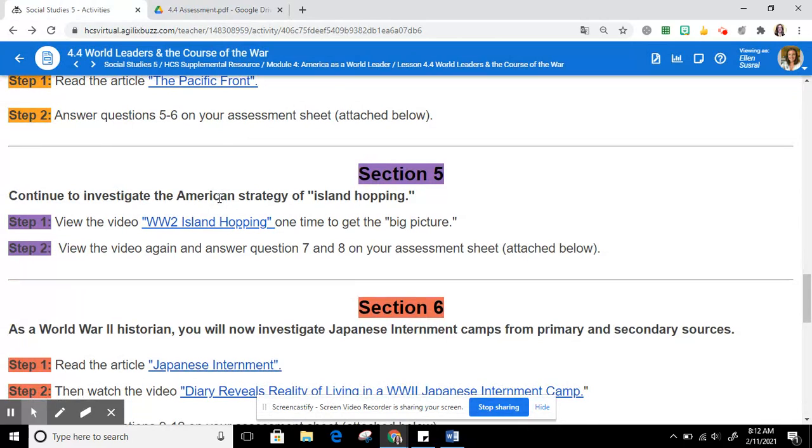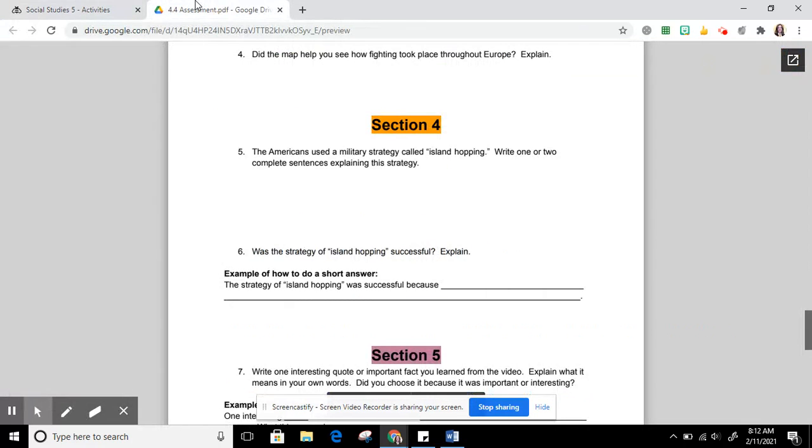All right, section 5. Continue to investigate the American strategy of island hopping. View the video World War II Island Hopping 1 time to get the big picture. Then for step 2, you're going to view the video again and answer questions 7 through 8 on your assessment sheet.